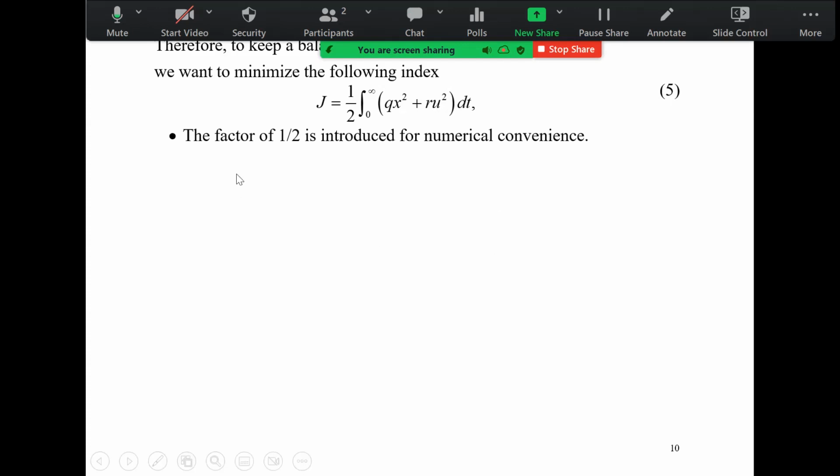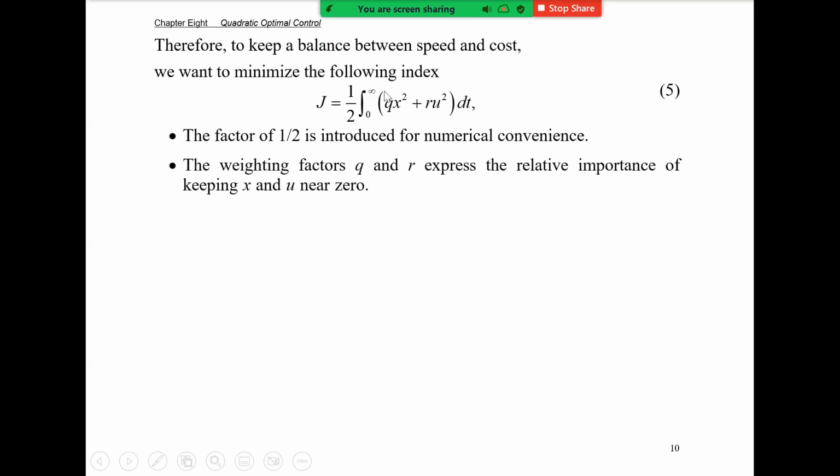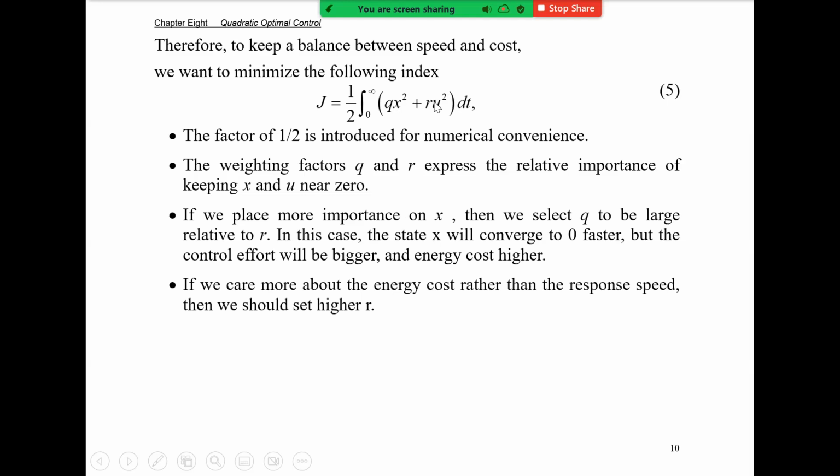You will notice I put a 1 over 2. This is just introduced for theoretical convenience. Those Q and R express the relative importance of keeping x and u near 0. If you want to put more emphasis on x, you put a higher weight Q. In this case, x will converge to 0 faster, but the control effort will be bigger and more expensive. If we care more about the energy cost than the response speed, we may want to set a higher value of R.